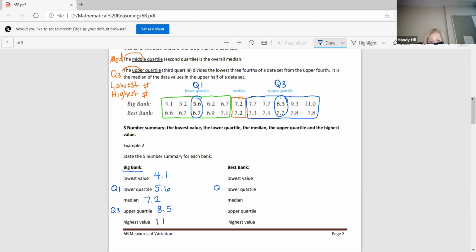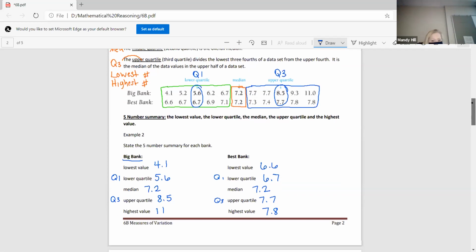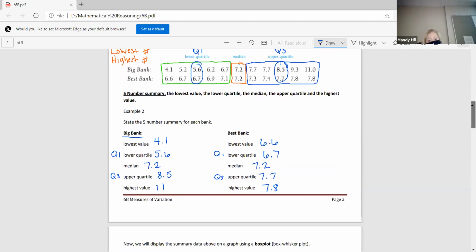Okay. We're going to do the exact same thing for our Best Bank. Well, Best Bank's lowest value was 6.6. Their lowest quartile, or quartile 1, is 6.7. The median is 7.2. Quartile 3 is 7.7. And the highest value is 7.8. So those are our 5 numbers for Best Bank. Pretty easy, right? It's going to be really easy in a minute when I show you the calculator does it for you.